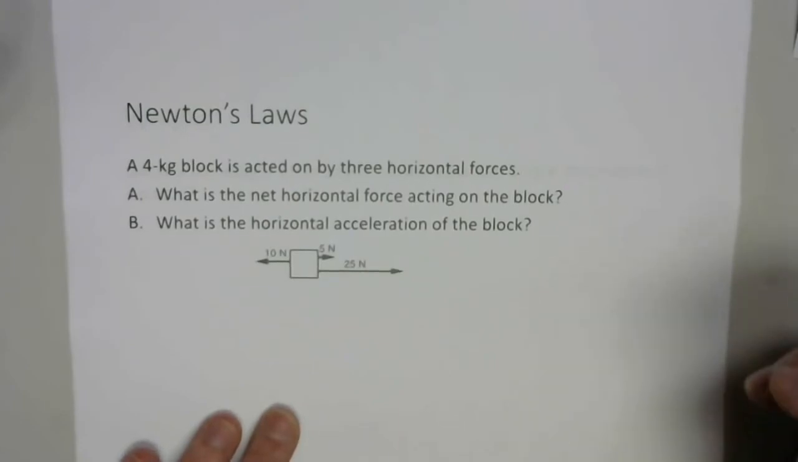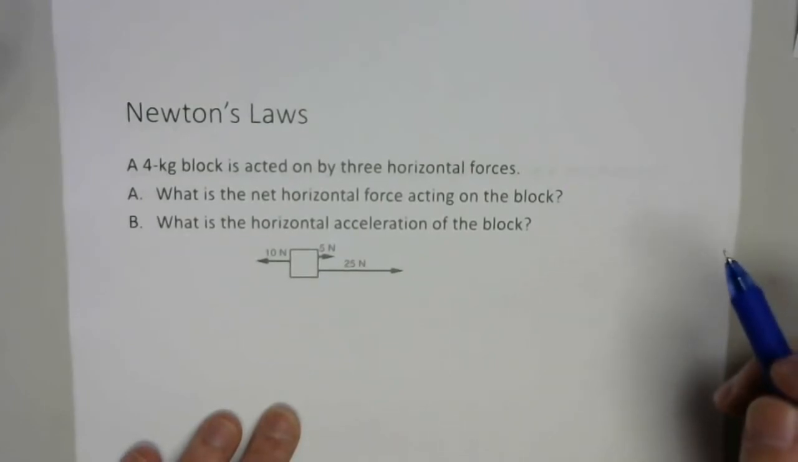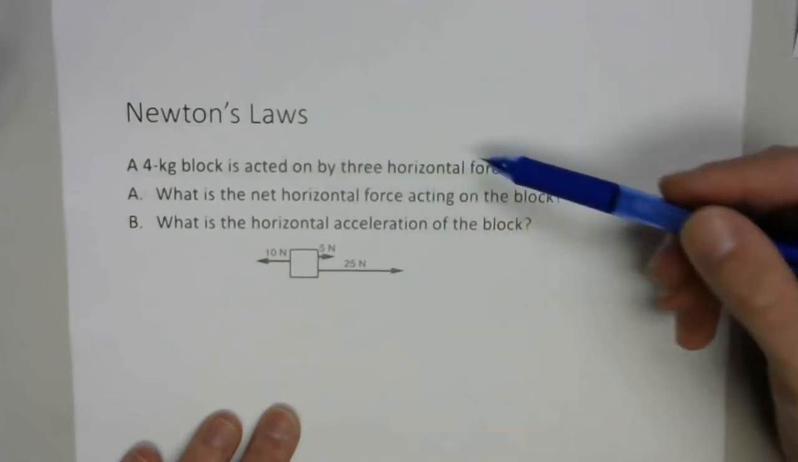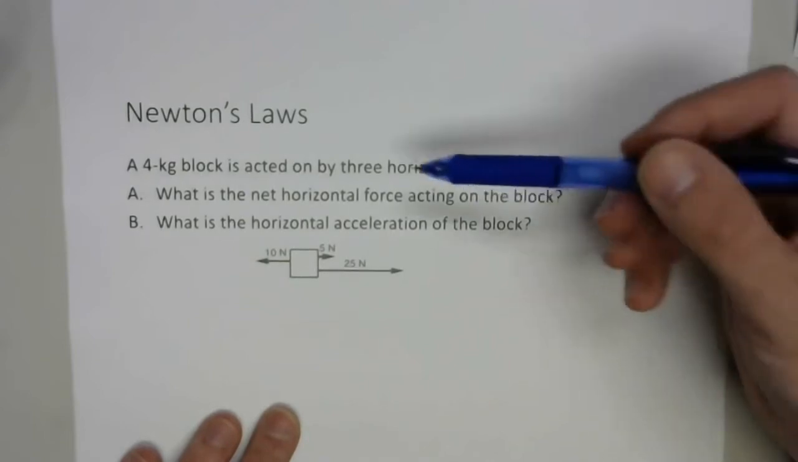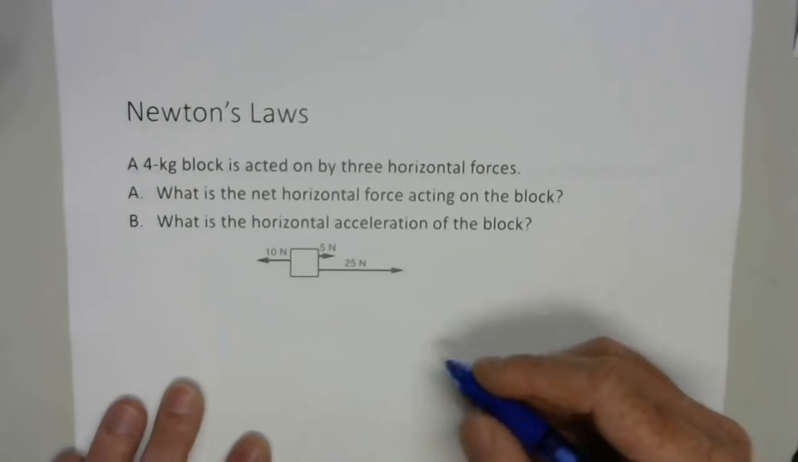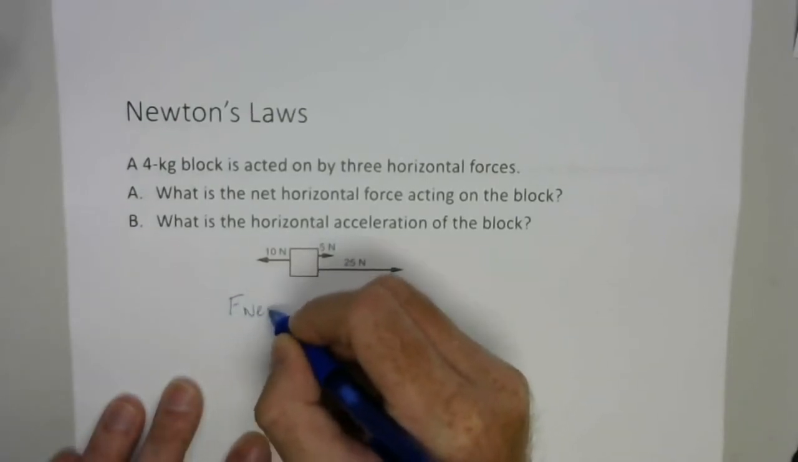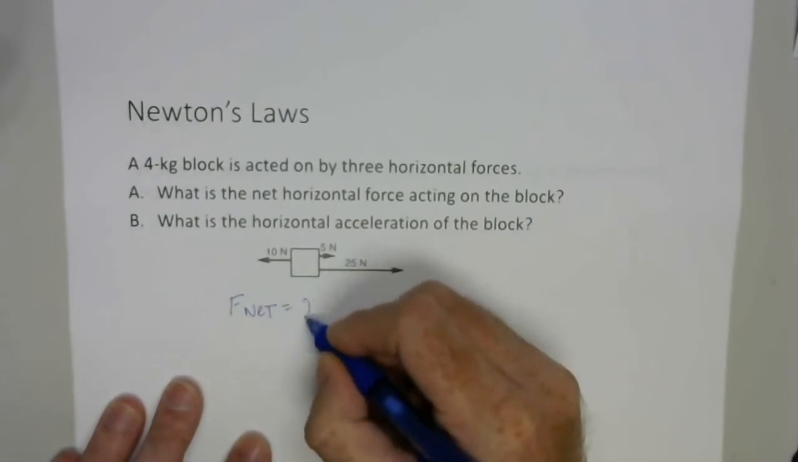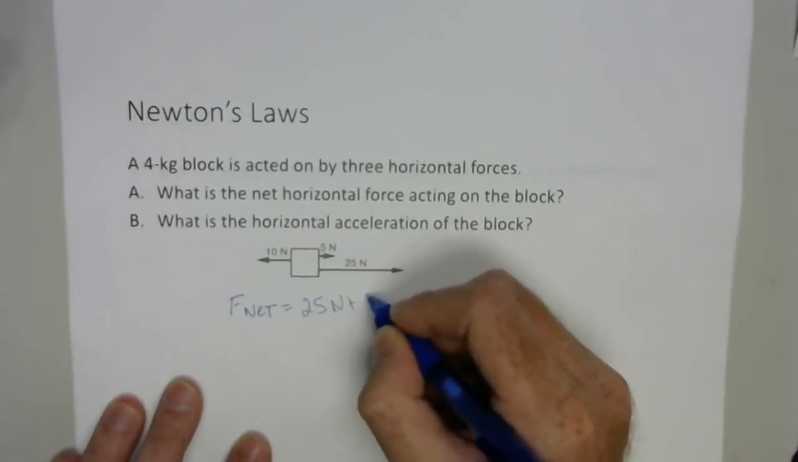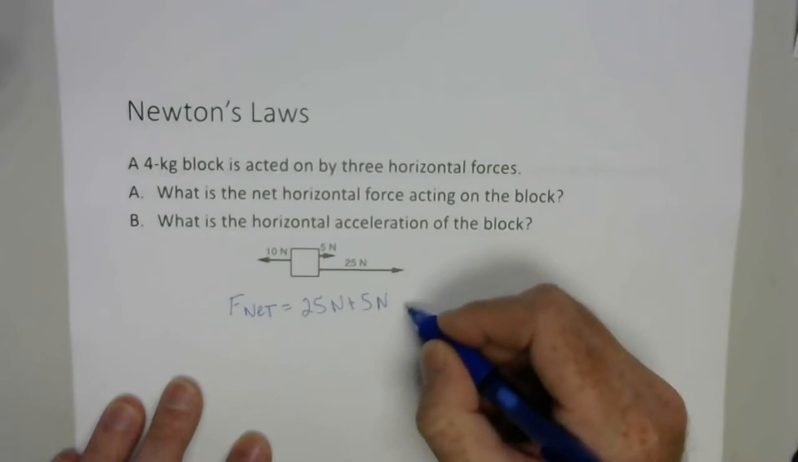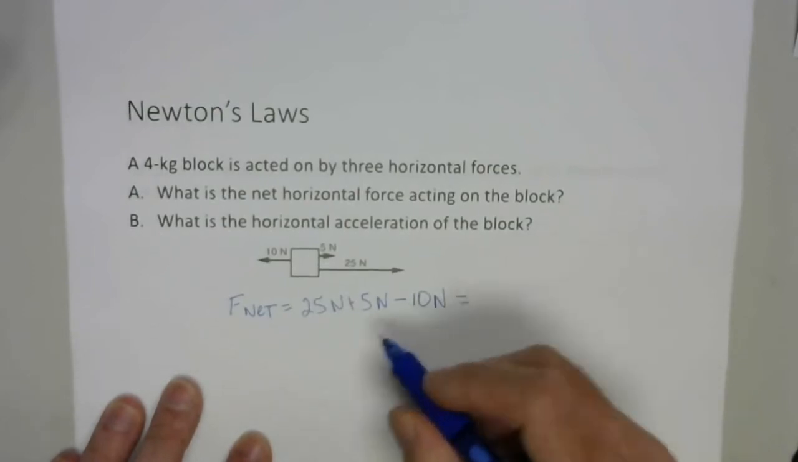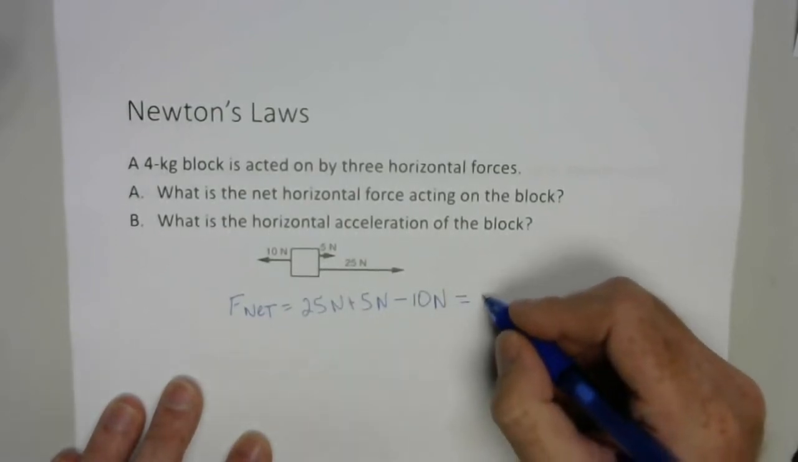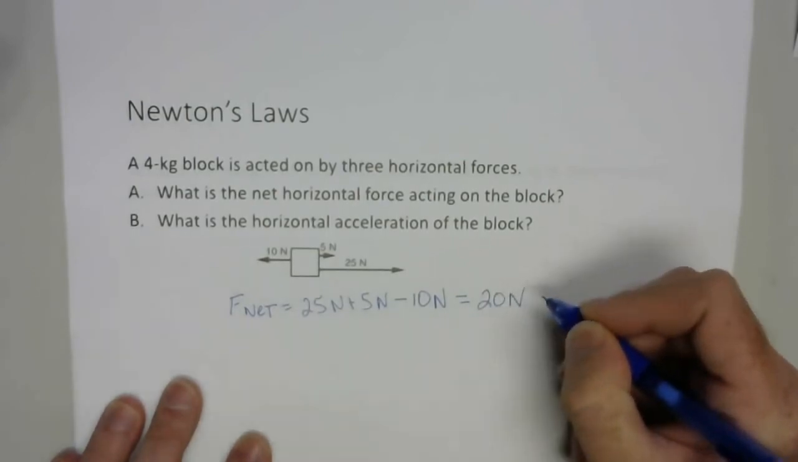Let's look at another problem. This one's a bit more complicated because we've got 3 forces instead of 2. So again, a 4 kilogram box, we want to find the net force on that block, and now we're going to find the acceleration in part B. It's a 4 kilogram block. So the net force will be the 25 newtons plus 5 newtons, and this can be minus 10 newtons. So 25 plus 5 is 30, minus 10 is 20 newtons.